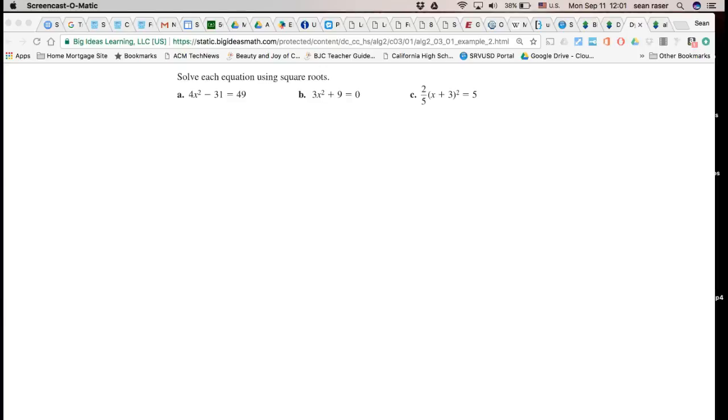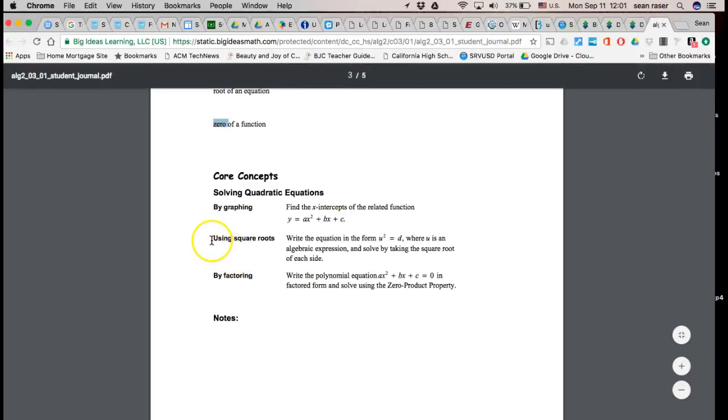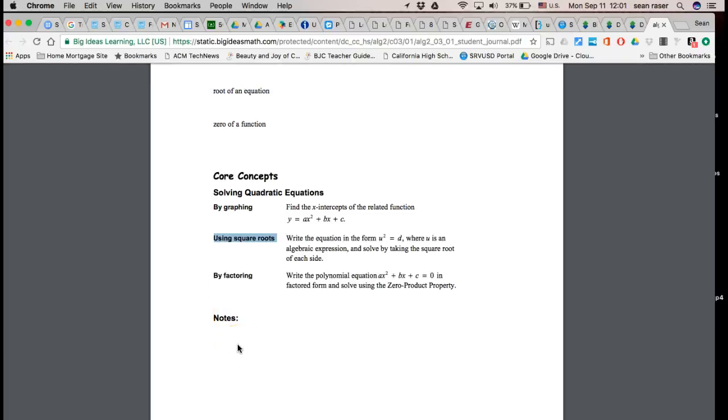Okay, here's the second example for section 3.1. And here we are going to look at our second method. We are going to look at solving quadratic equations by using square roots. So here you'll see what our method is.